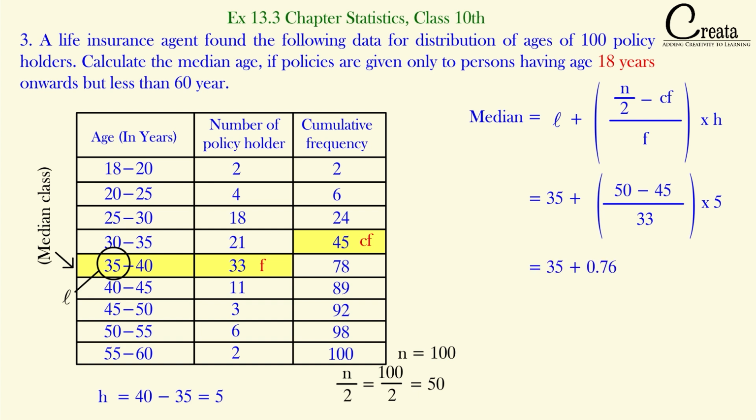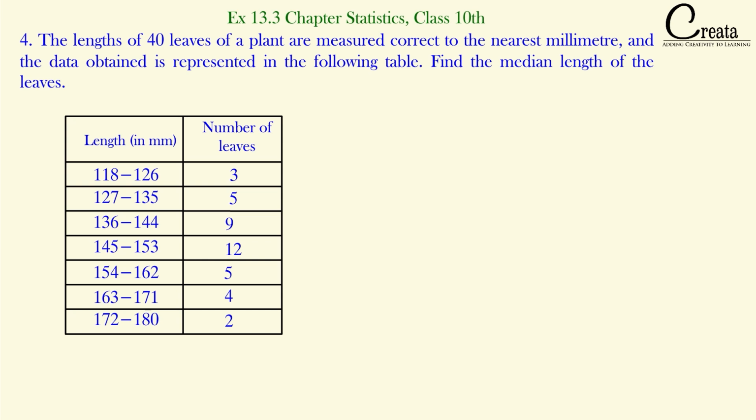On solving, we got our answer as 35.76 years. That is the median age. The median age is 35.76 years. It means 50% of the policyholders will be above the age of 35.76 years and 50% of the policyholders will be below the age of 35.76 years. It is the middle line. So we are done with this question. Let's move to the next question.